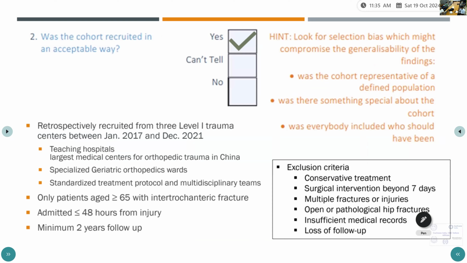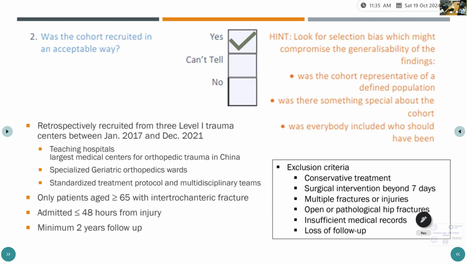Now, the second question is whether this cohort was recruited in an acceptable way and whether it is representative of the population we are trying to look at. So they retrospectively recruited patients from level 1 trauma centers in China, patients who were admitted anytime between January 2017 and December 2021. These were teaching hospitals, the largest medical centers for orthopedic trauma that they have. And these are hospitals that had specialized geriatric orthopedic wards. And they said that these hospitals have a standardized treatment protocol and multidisciplinary team.